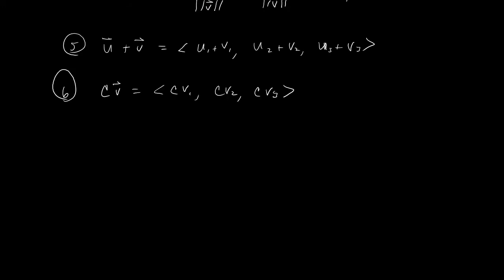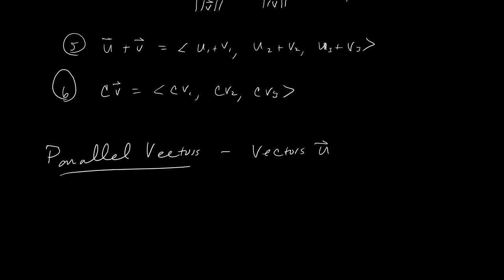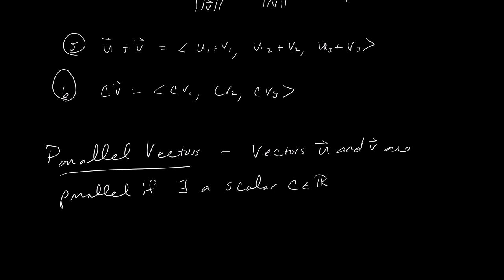And finally, we have parallel vectors. Vectors u and v are parallel if there exists a scalar c, which is an element of the real numbers, such that u is equal to c times v.